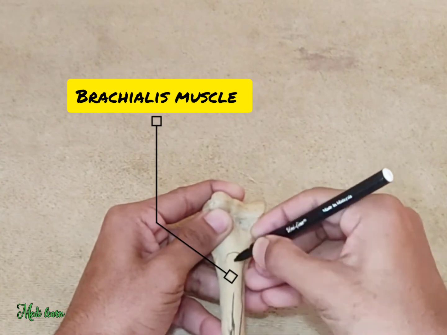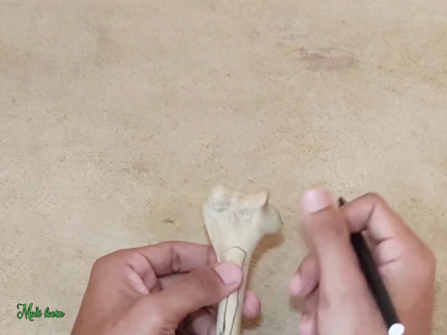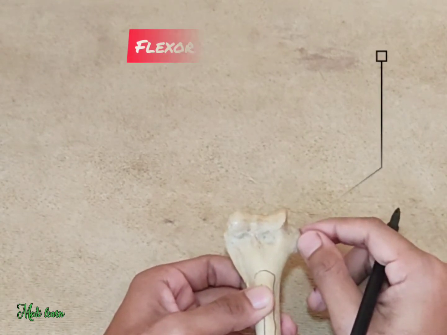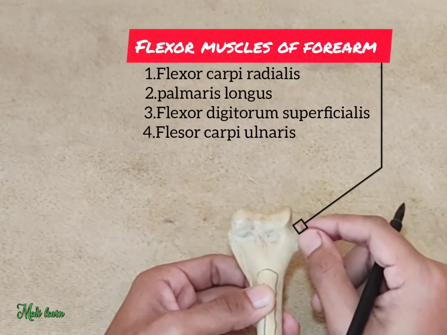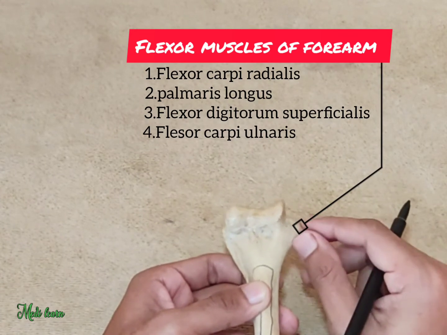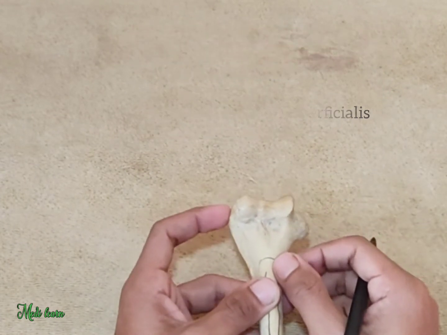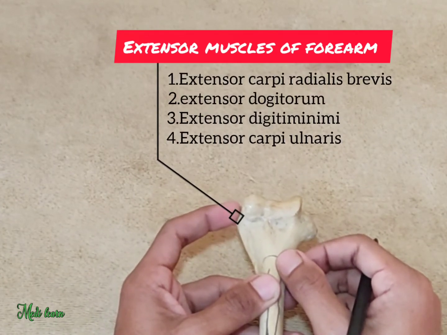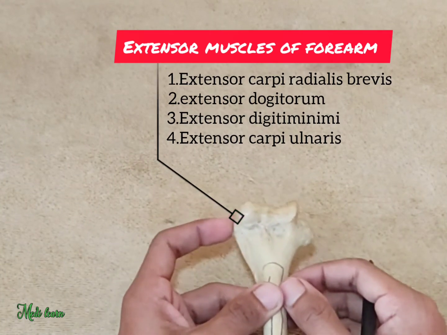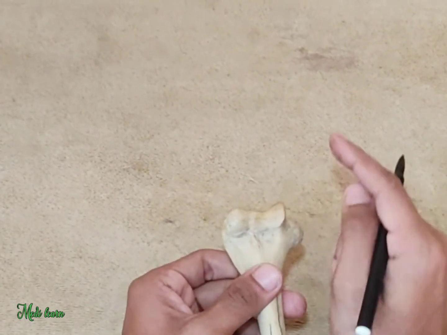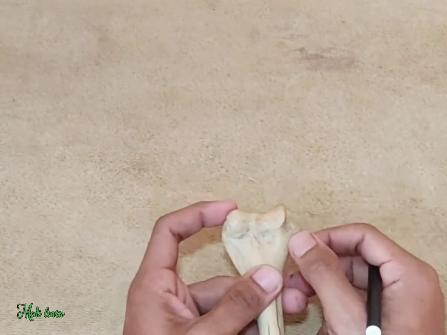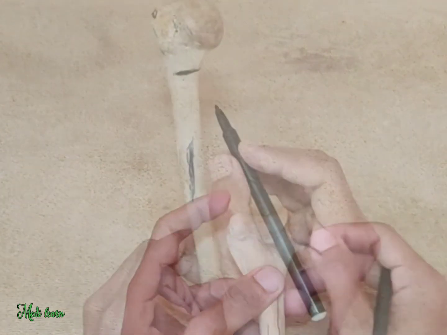Here the brachialis muscle is attached. Now the medial epicondyle: the common flexor tendon is attached, flexor carpi radialis, palmaris longus, flexor carpi ulnaris, flexor digitorum superficialis. The lateral epicondyle attaches the common extensor tendon: extensor carpi radialis brevis, extensor digitorum, extensor digiti minimi, extensor carpi ulnaris. Now the capitulum articulates with the ulna and the trochlea articulates with the radius.